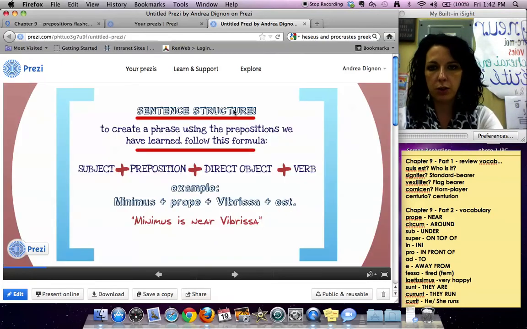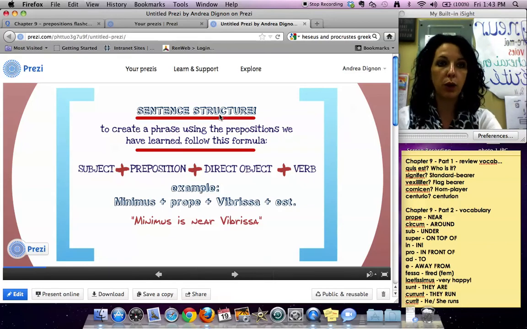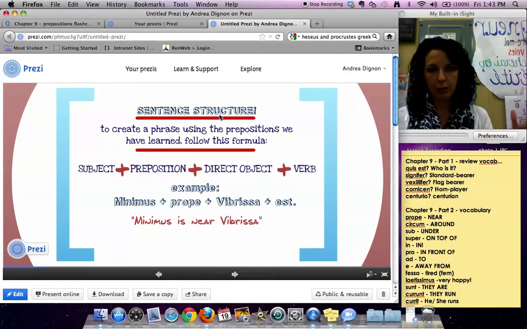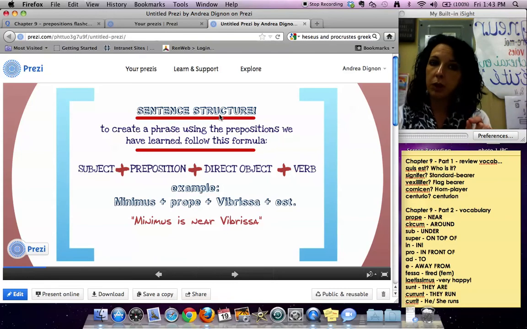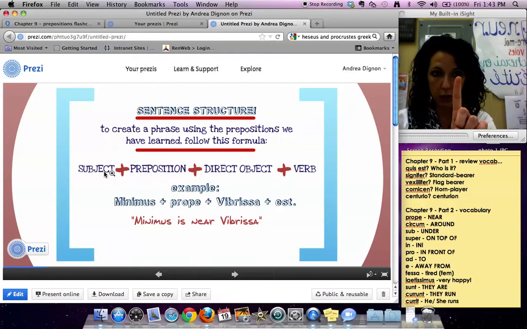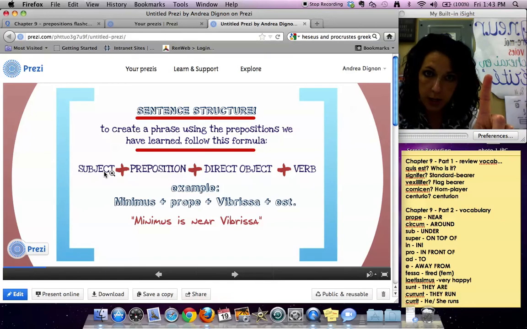All right, here's our sentence structure. It's very important for you guys to remember the formula to follow when you're creating your sentences in Latin with regards to our prepositions, okay? Once we start adding extra stuff, it's going to get a little bit different and possibly a little bit more difficult. So if you got the basis of the formula, you're good to go. The first thing is you want to make sure that you have a subject. The subject goes first. So that's number one. Number one is the subject.